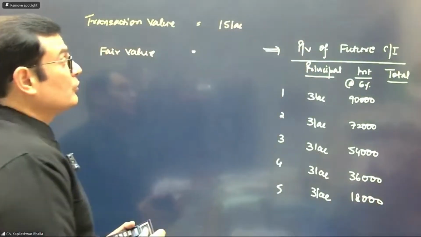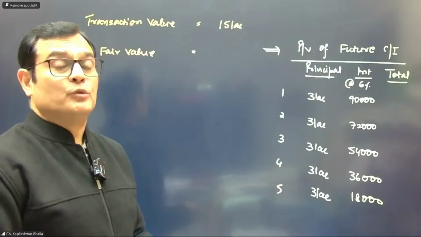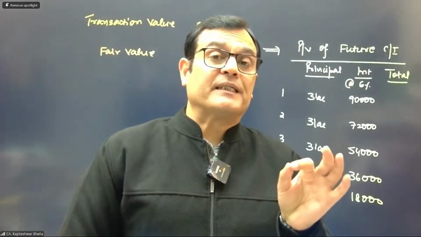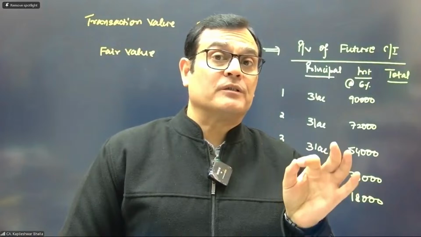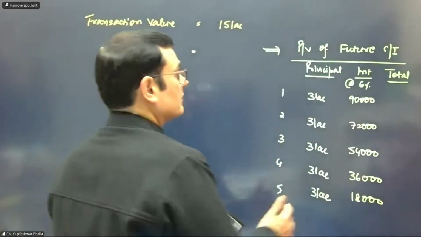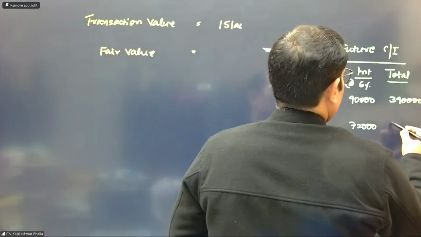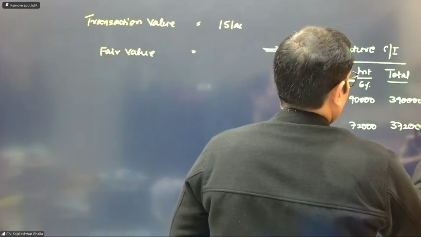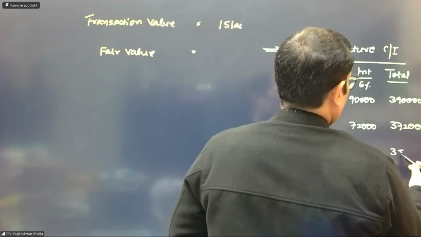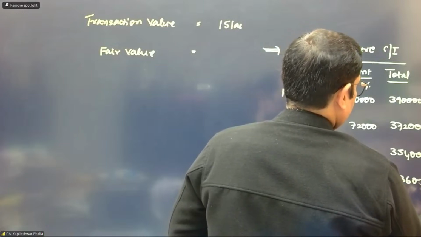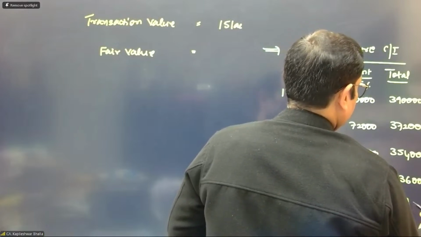So these are all the future inflows which you are going to get as an employer, equated principal repayment for the next 5 years, and the interest on the outstanding balance. So this works out at 3,90,000. This is going to be 372, and this is 354, and this is 336, and this is 3,18,000.